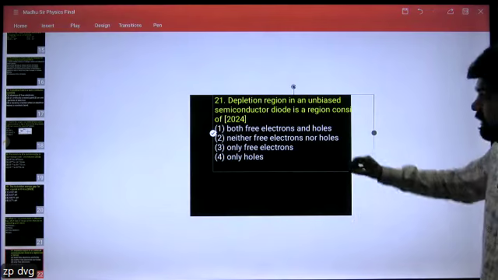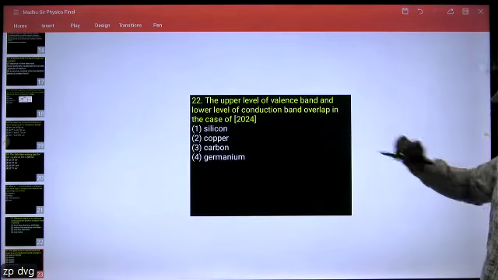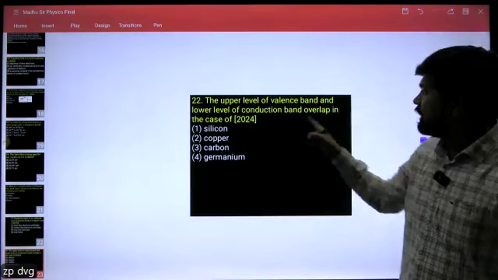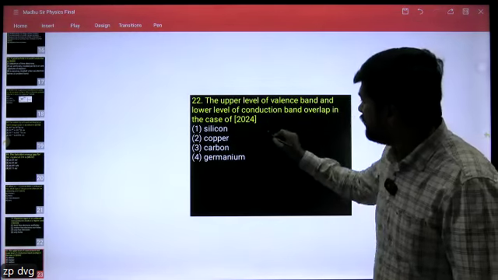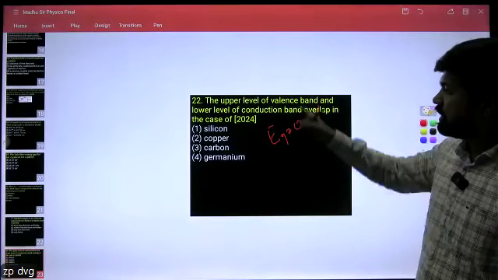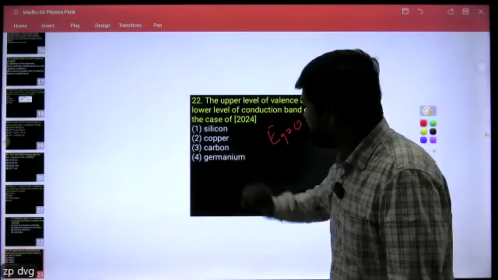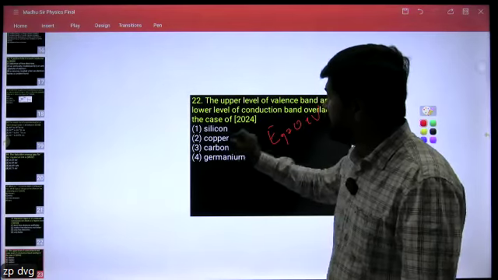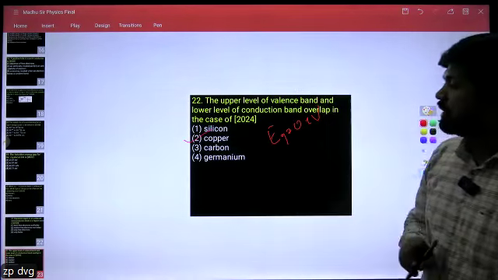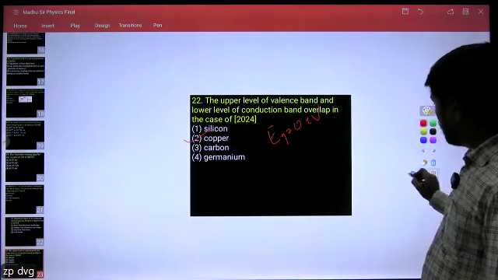The last question. The upper level of the valence band and the lower level of the conduction band overlap. Overlap means the energy gap Eg is 0 electron volt. 0 electron volt means such materials are known as what? Conductor. Carbon is an example for insulator. Silicon and germanium are semiconductors and copper is a very good conductor. And metals are good conductors. Option 2 is right. Okay, next question.